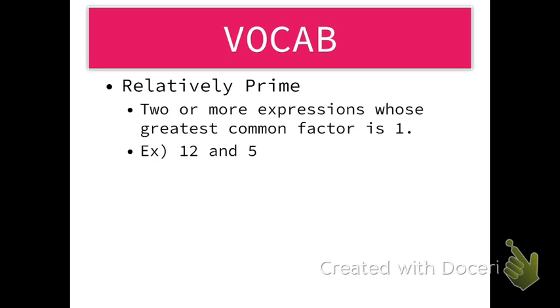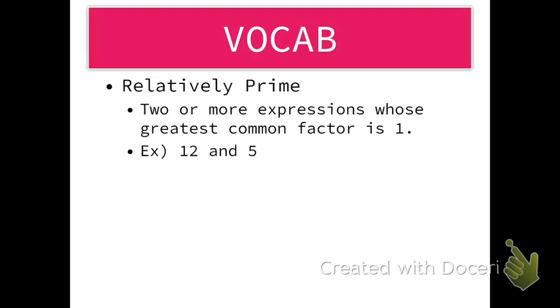Now before you try a couple of problems on your own, here's one extra vocabulary term. Sometimes when you list out the prime factorization and you try to find things that are in common, you might find that there's nothing in common. If you find that there's nothing in common, remember that there's always a factor of 1. Every number is always divisible by 1. And if that happens, we say that those two numbers are relatively prime. So for example, 12 and 5 are relatively prime.